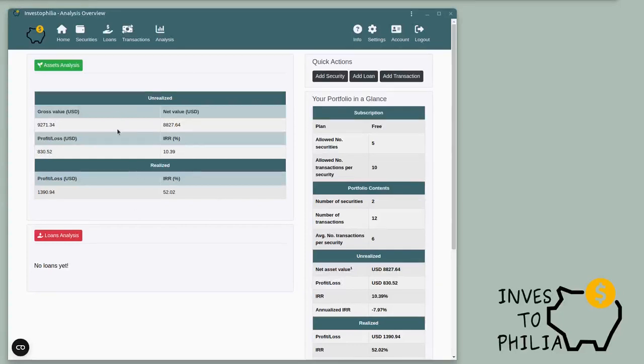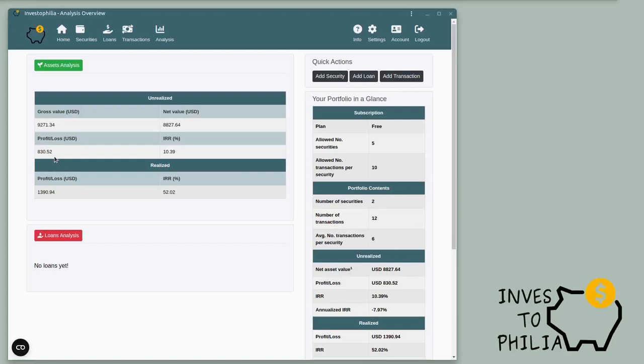This table has two categories. The first category is the unrealized part of our assets, referring to the part that we haven't sold yet. For that part, we can calculate the gross value from all the market values of our assets. In our case, we have $9,200, and if we deduct fees and taxes as expenses from this amount, we end up with the net value that we can get if we want to sell our assets. In our case, we will get $8,800. From this number and the amount that we have spent to buy these assets, we can calculate how much we have gained or how much we have lost, and that is shown in this section as profit loss quantity.